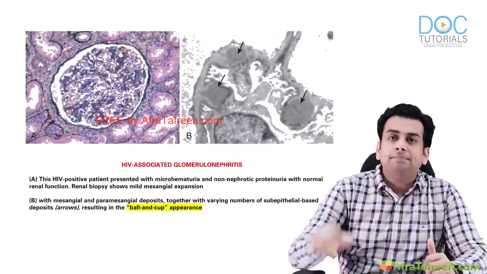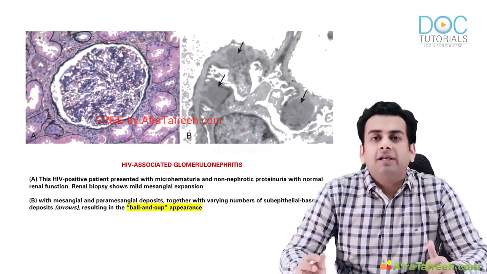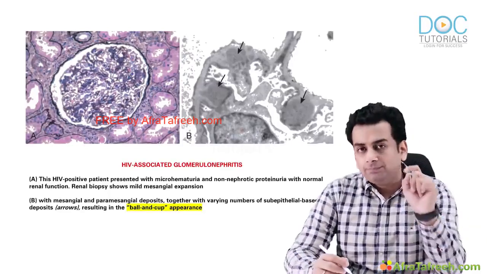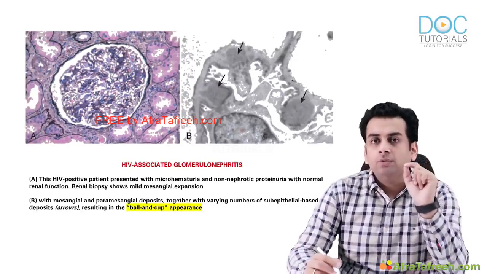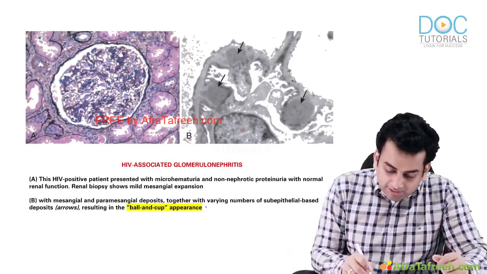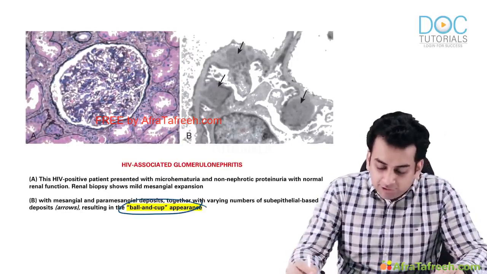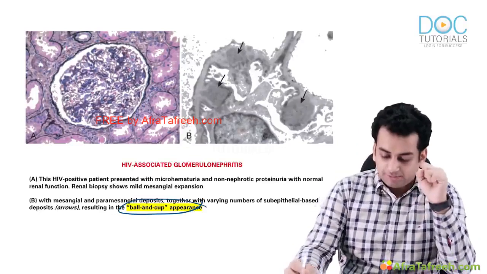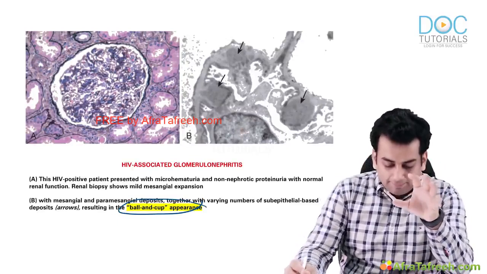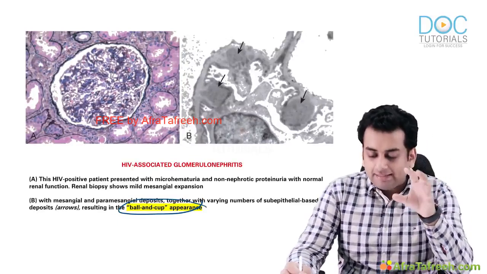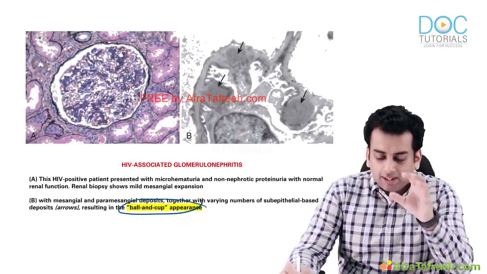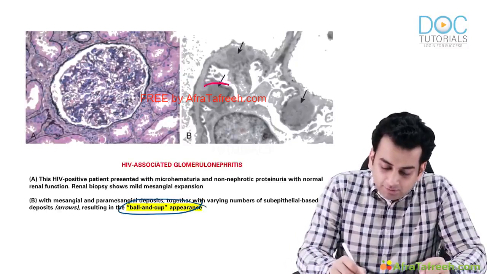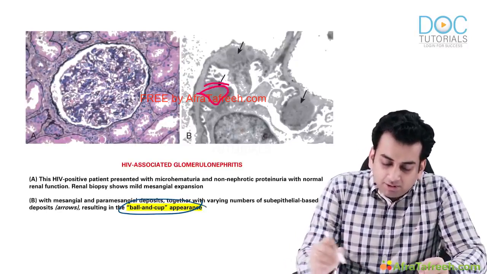And this very same patient, under the electron microscope, what can you see? You can see a very important MCQ. You can see the ball in cup appearance. What is ball in cup appearance? There are mesangial deposits with varying numbers of subepithelial deposits resulting in the ball in cup appearance. This is the ball within the cup.